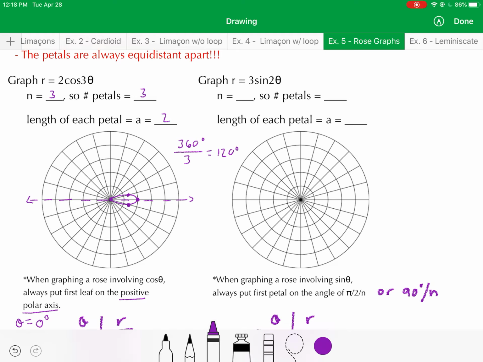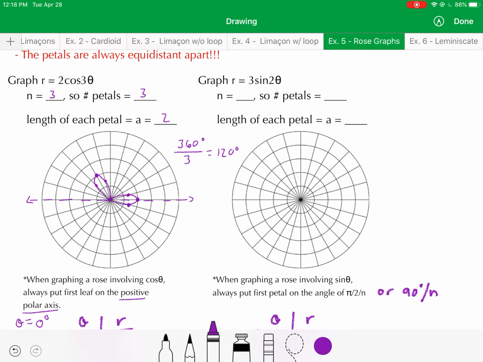Okay? So if I place my first petal at 0 degrees, then my next petal has to be placed at 120 degrees, okay, which would put me right here. That's the furthest point of the second petal from the pole. And then I can just use the orientation of the other points from the first petal to give me my second petal. So here would be petal 2.